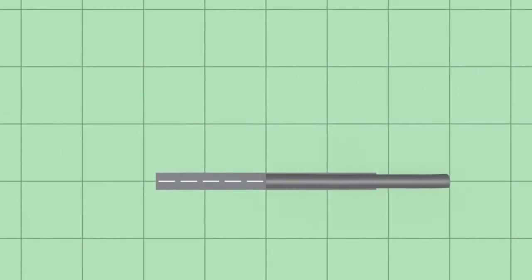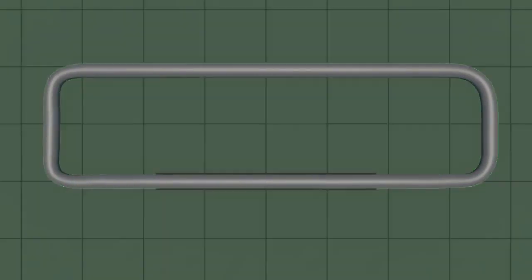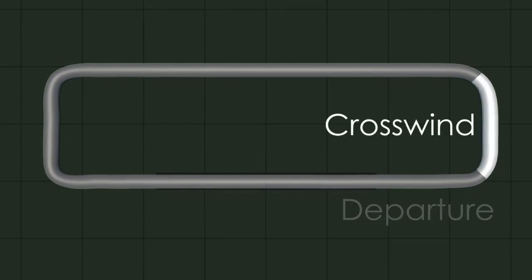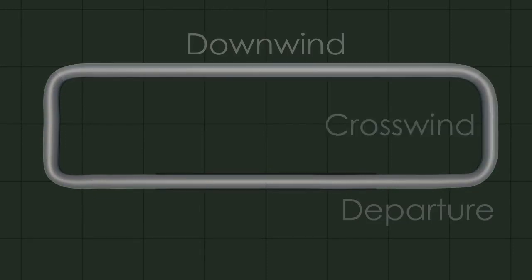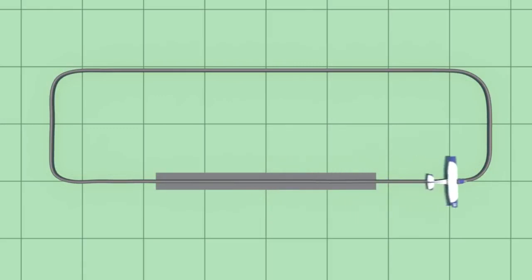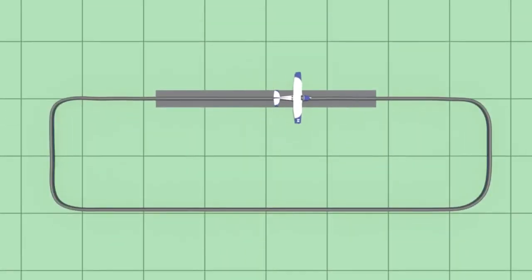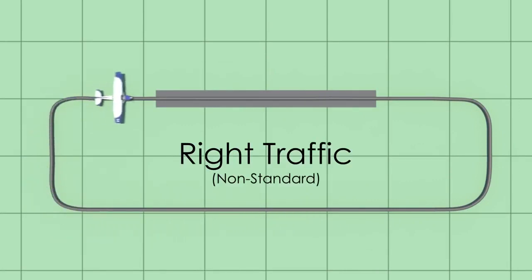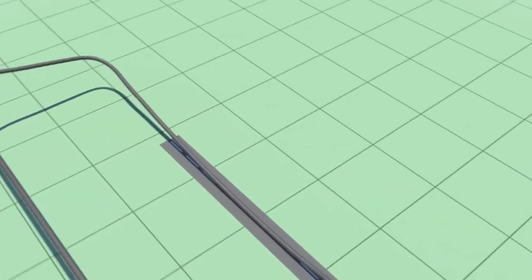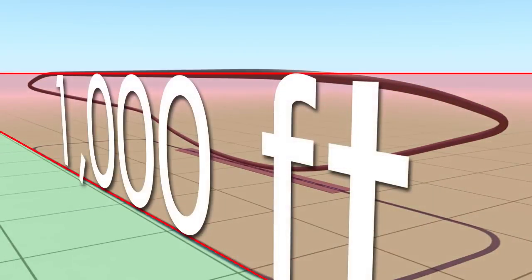The traffic pattern consists of a rectangular shape made up of 5 different legs: departure, crosswind, downwind, base, and final. The standard traffic pattern is referred to as left traffic. This means that all turns in the pattern are made to the left. A runway could also have a non-standard or right traffic pattern, where all turns are made to the right. At most airports, the traffic pattern is typically flown 1,000 feet above the elevation of the airport.